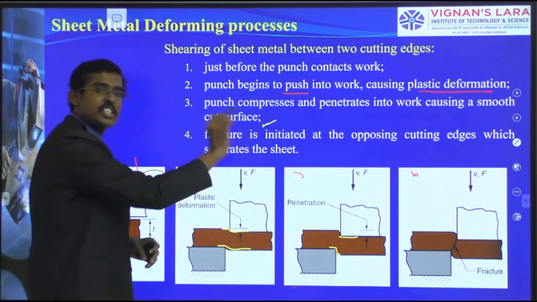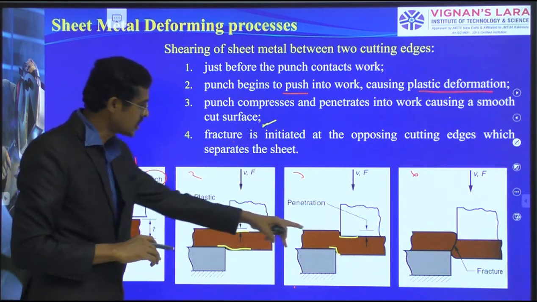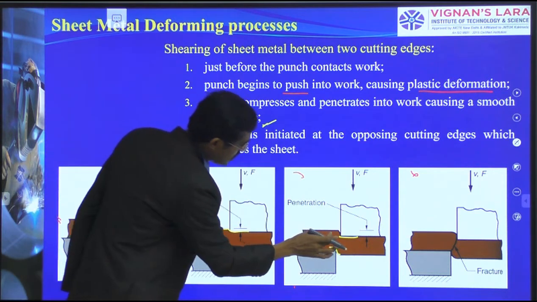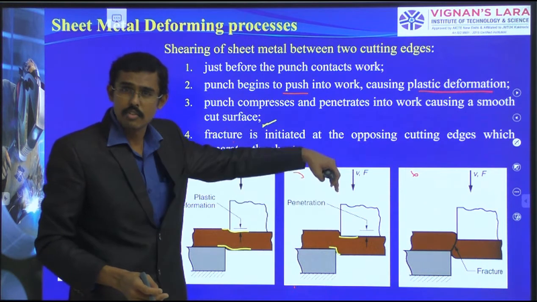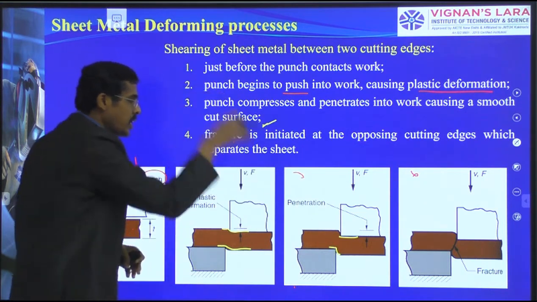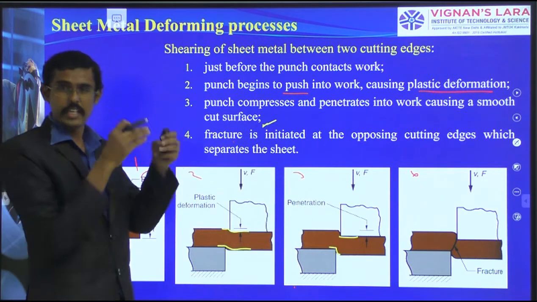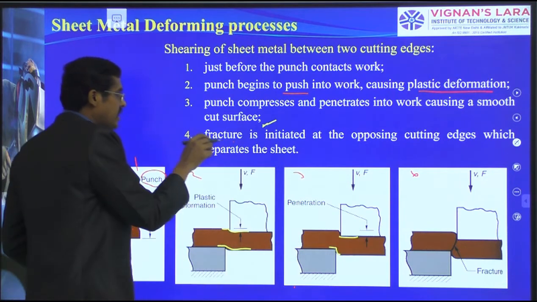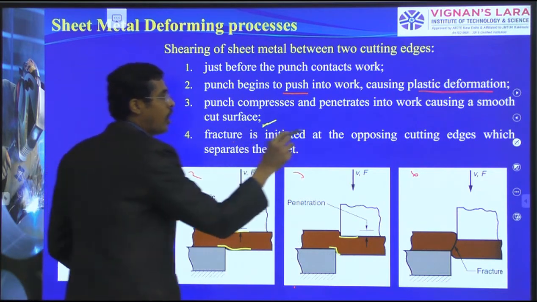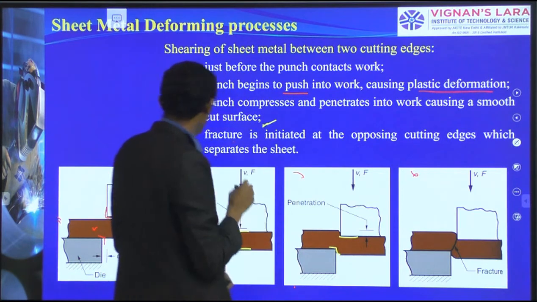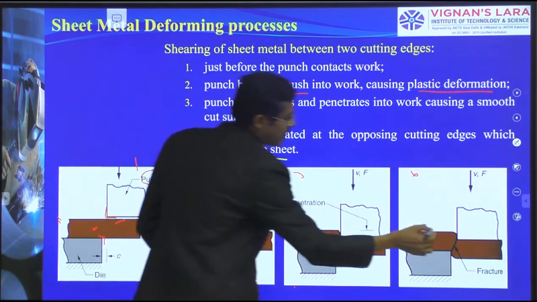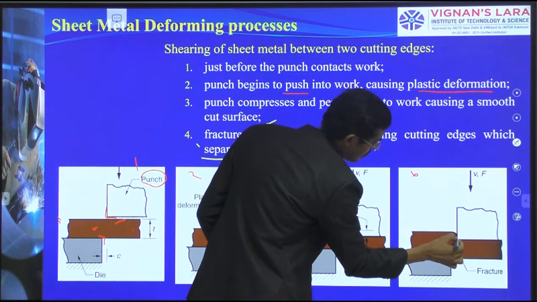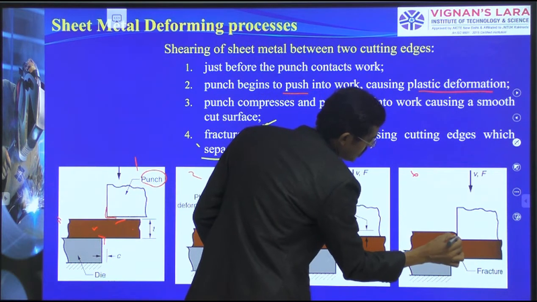The fracture is initiated. Still it is not totally broken. These areas are not broken totally. It is starting to take the force there. Therefore, it is penetrating at the bottom. Vertically, it is going to penetrate. So the fracture is initiated at the opposing cutting edges, which separates the sheet. Finally, it is going to fracture, and we see here the fracture line. So it is separated.